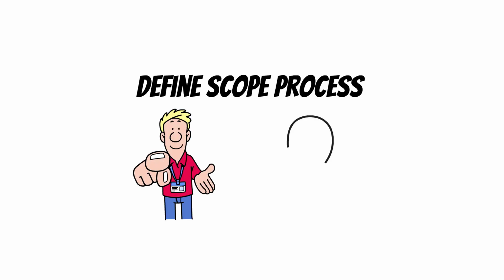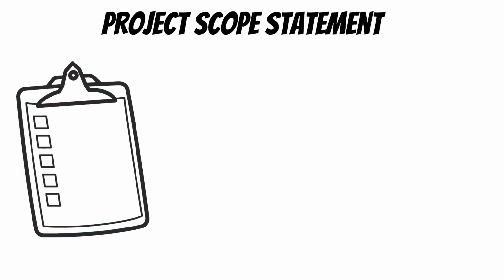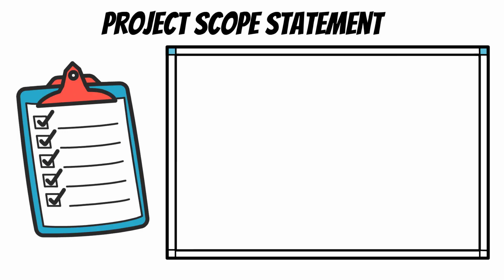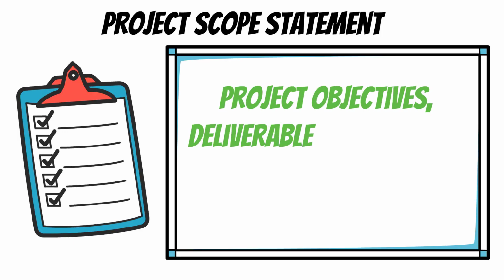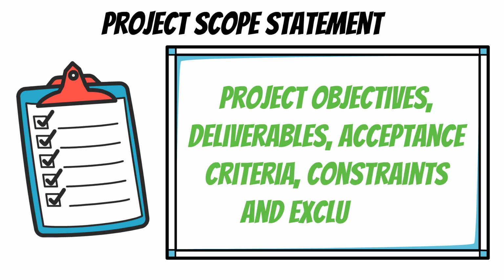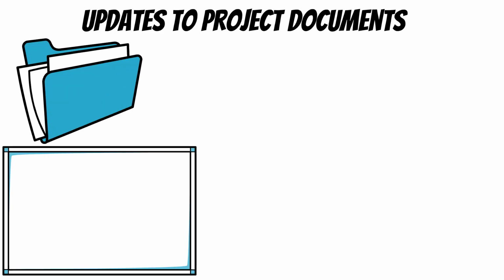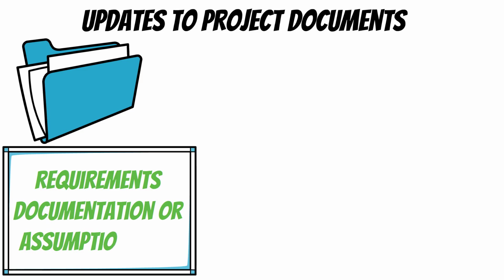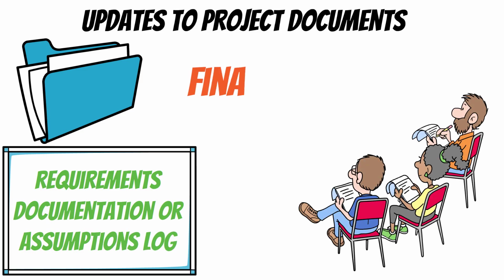By the end of the define scope process, you'll have 2 major deliverables, or outputs. Project scope statement. This is your official definition of what the project will deliver. It includes project objectives, deliverables, acceptance criteria, constraints, and exclusions, what's not included. Updates to project documents. Other project files, such as the requirements documentation or assumptions log, may need updates based on the finalized scope.